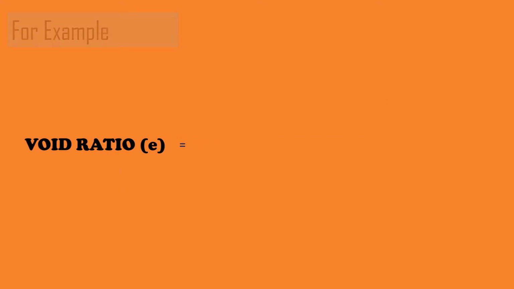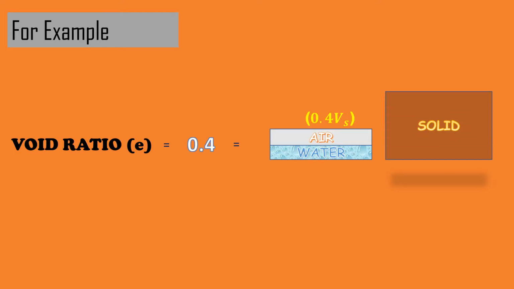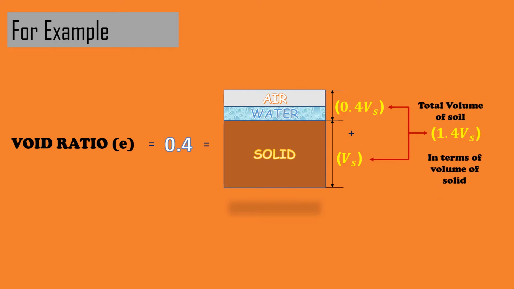For example, if the void ratio of a given soil is 0.4, it means the volume of voids in the soil mass is 40% of the volume of solids. Hence, the total volume of the soil mass will be 1.4 Vs in terms of the volume of solids.